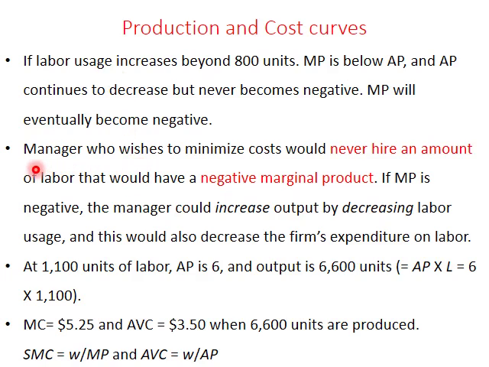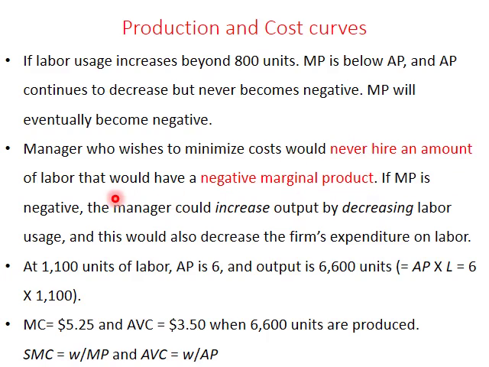So here is the main concept. If the labor usage is increased beyond 800 units, marginal product is below average product, and average product continues to decrease, but never becomes negative. The average product never gets negative, whereas marginal product will eventually become negative. If marginal product becomes negative, the total product starts to decrease. So a manager who wishes to minimize costs would never hire an amount of labor that would have a negative marginal product, because it decreases the overall product.